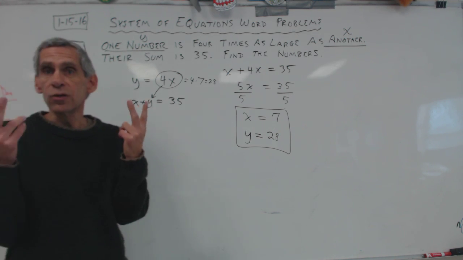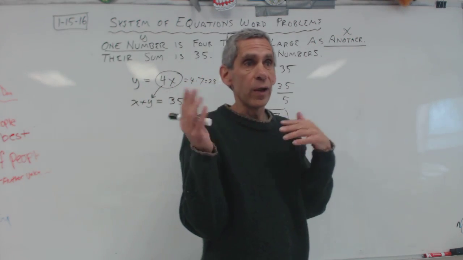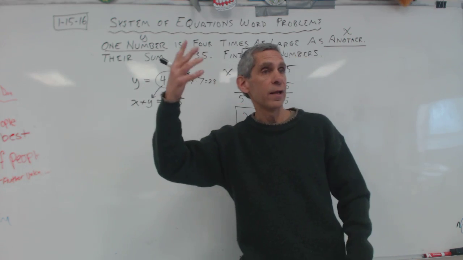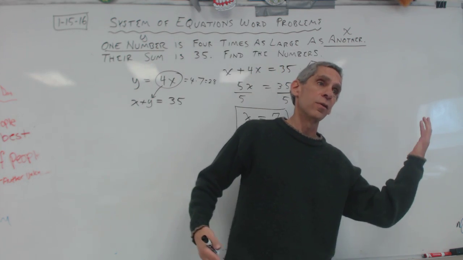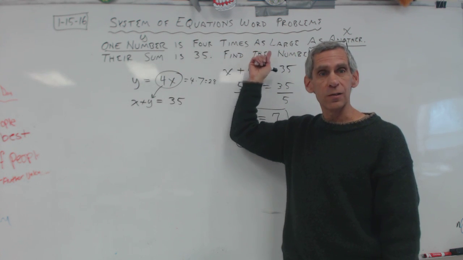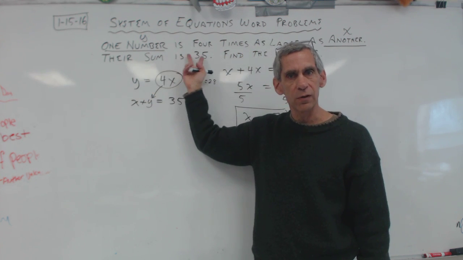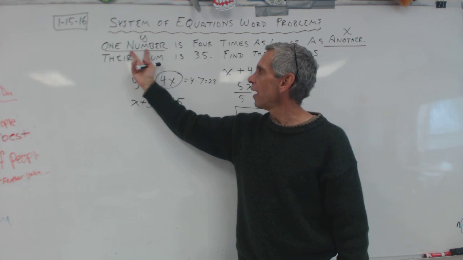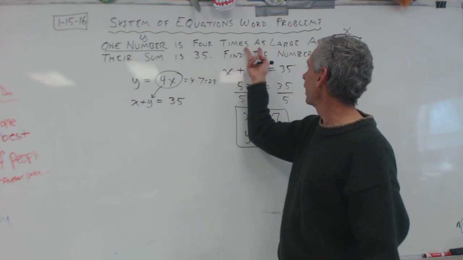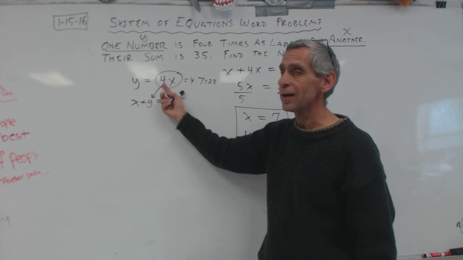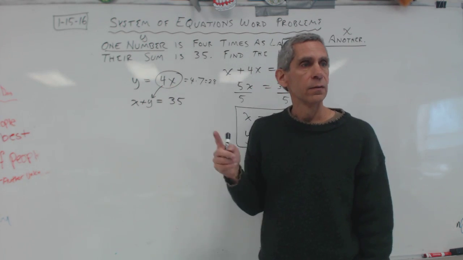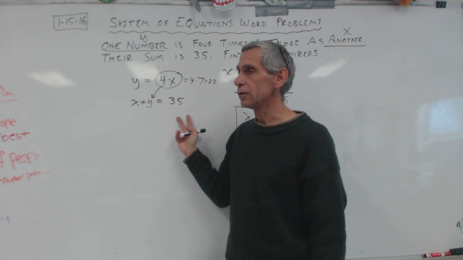There's 2 numbers, right? 2 unknowns. Right in the first sentence, it says there's 2 numbers. There's one number and another number. So I make the one number y, the other number x, and then I create my equation based on this. But you have to follow this word for word. Does that make sense? One number, y, is 4 times as large as x, that's 4 times x, right? And then their sum, x plus y, is 35.